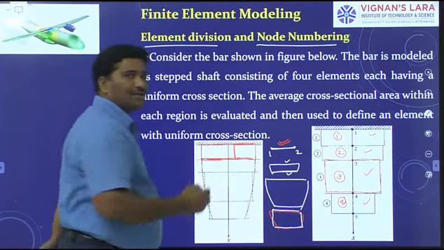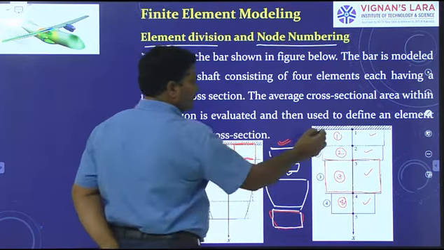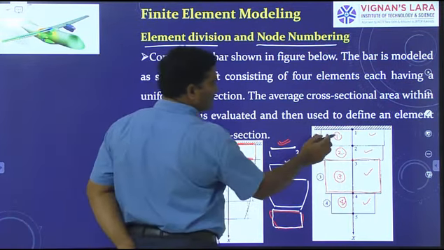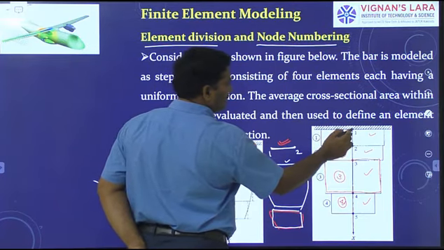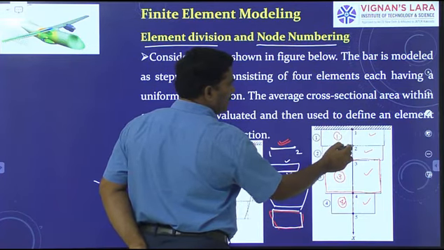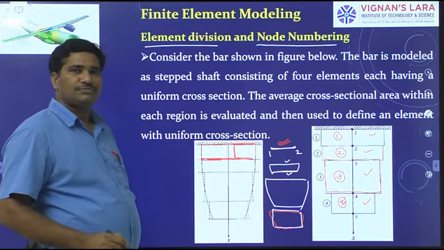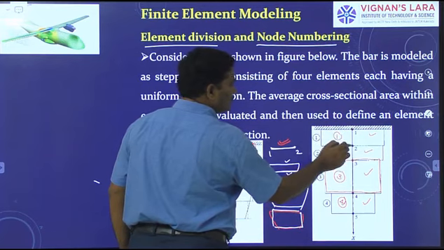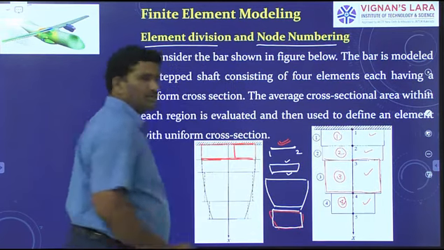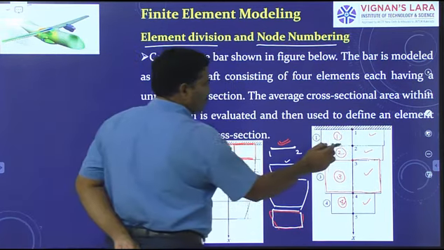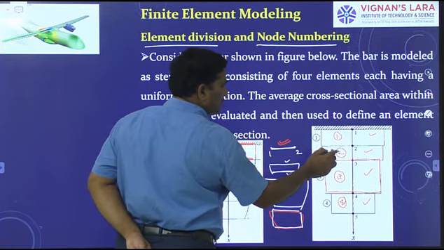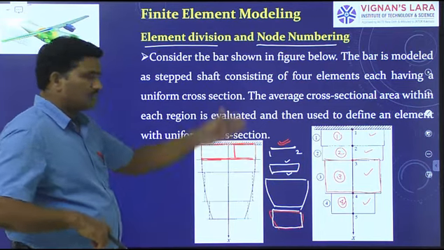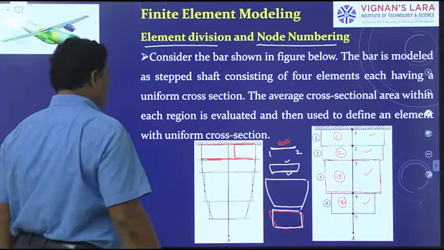Elements are numbered here. Element numbers are encircled here. This is the first element. For the first element, this is node 1 and this is node 2. Node 1 is the first node of the first element. Node 2 is the second node of the first. Next, node 2 is the first node of the second element. Node 3 is the second node of the second element. That is how we can understand. Okay, next.